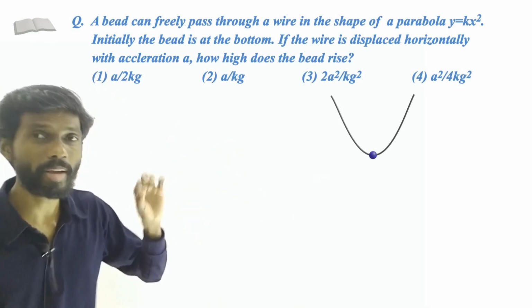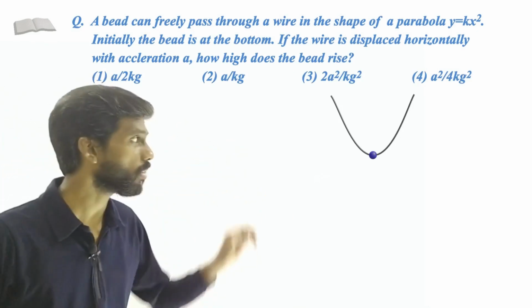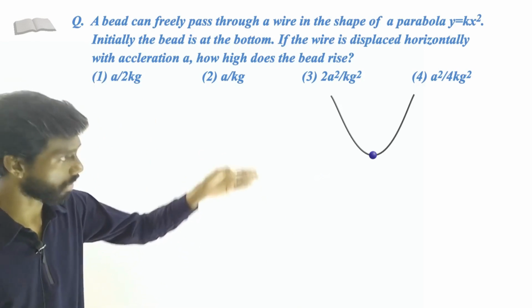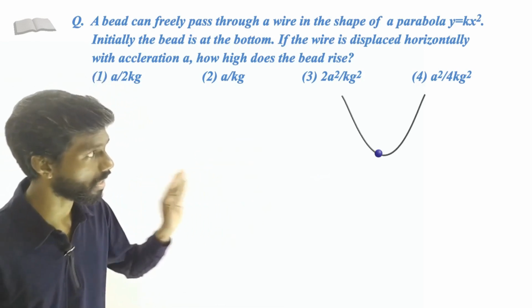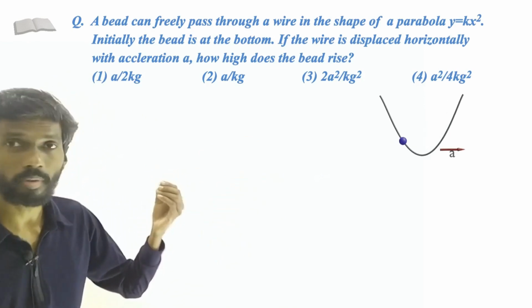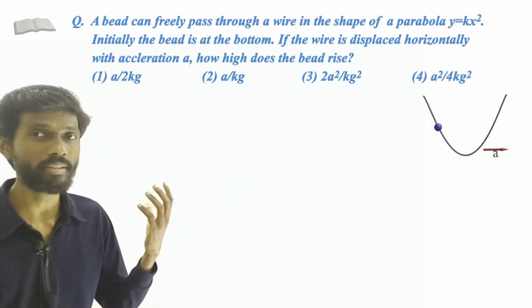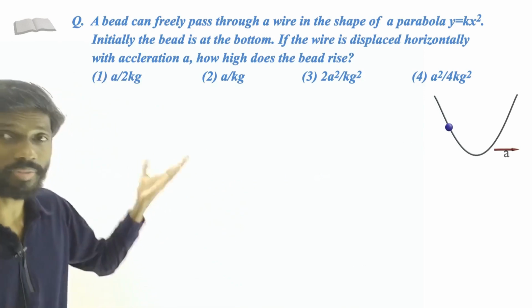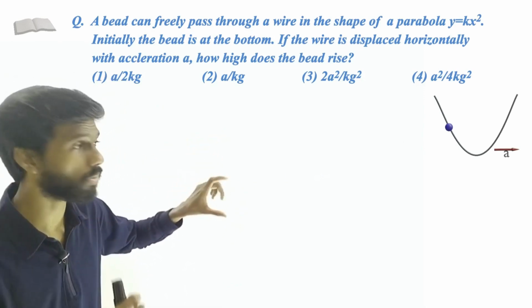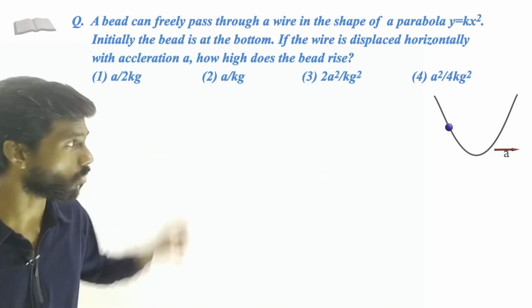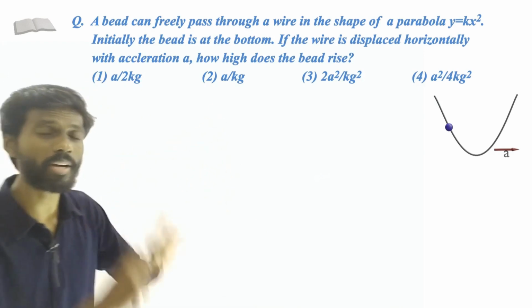So initially when the parabola or the wire is at rest, the bead stays at the bottom, right? So here at the bottommost point. Now when the wire starts moving with some acceleration in the horizontal direction, this bead will try to move backwards with respect to the wire, right? And it gets lifted up, right? How high does it rise? Which means we have to find the y coordinate of the point at which it lies, okay? So the y coordinate, that is the height that we have to find, okay?